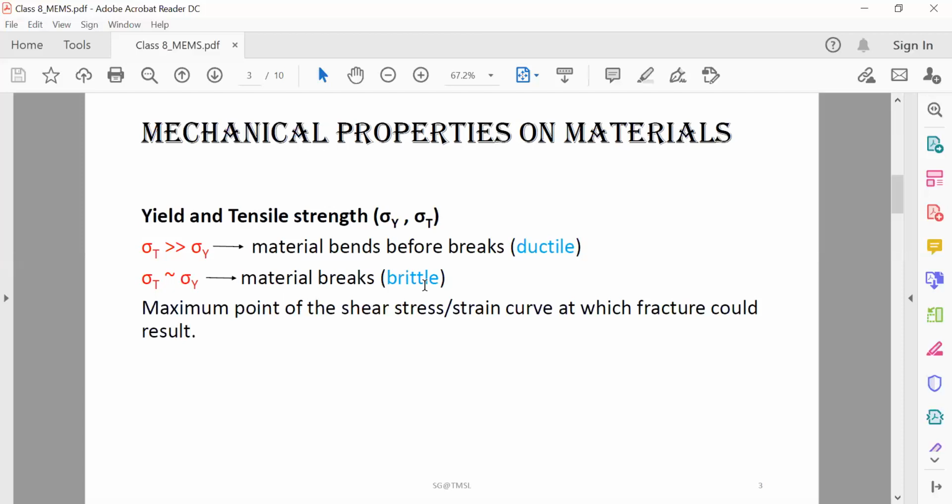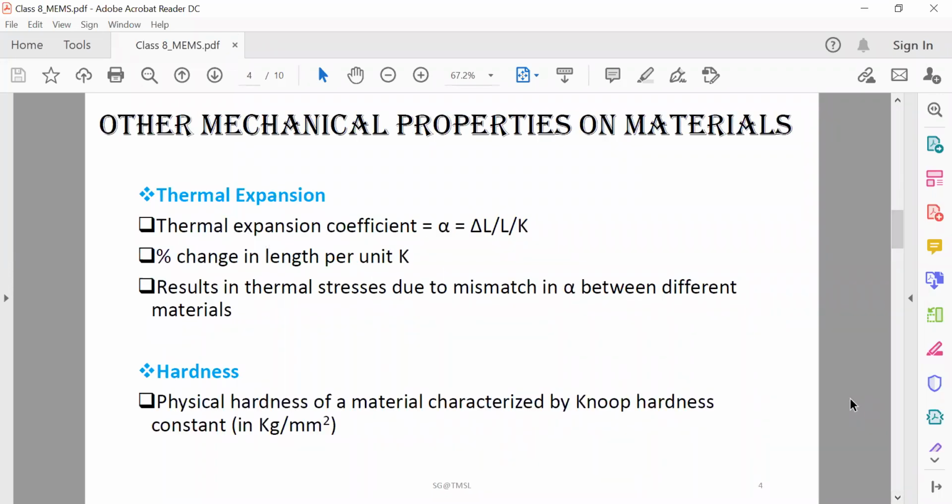These are the mechanical properties you should know before going to the design of any micro mechanical structures. Other mechanical properties are also important when you design any MEMS based device or microsensor device, such as thermal expansion and hardness.